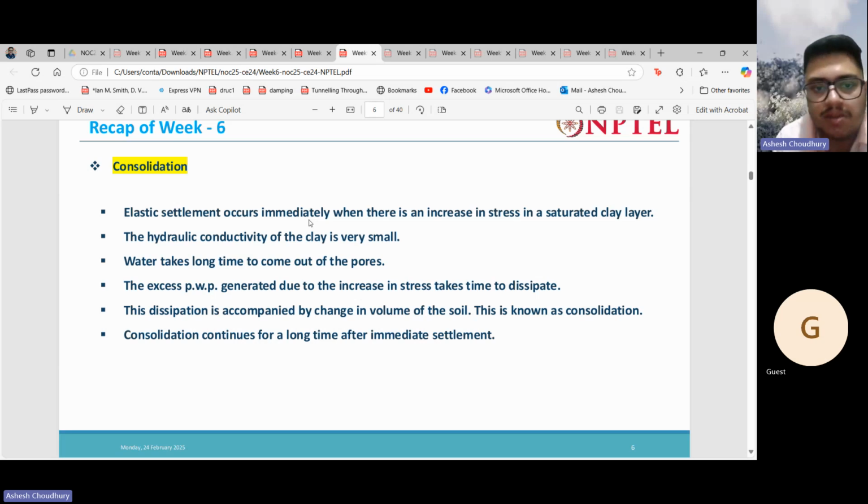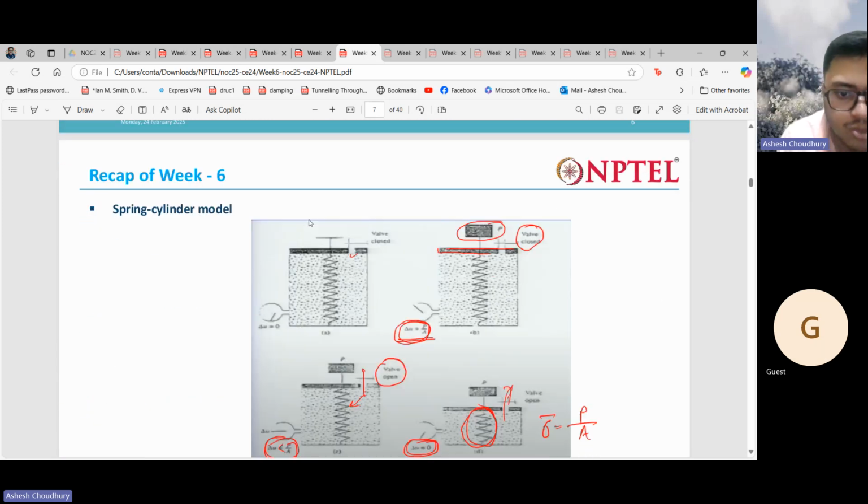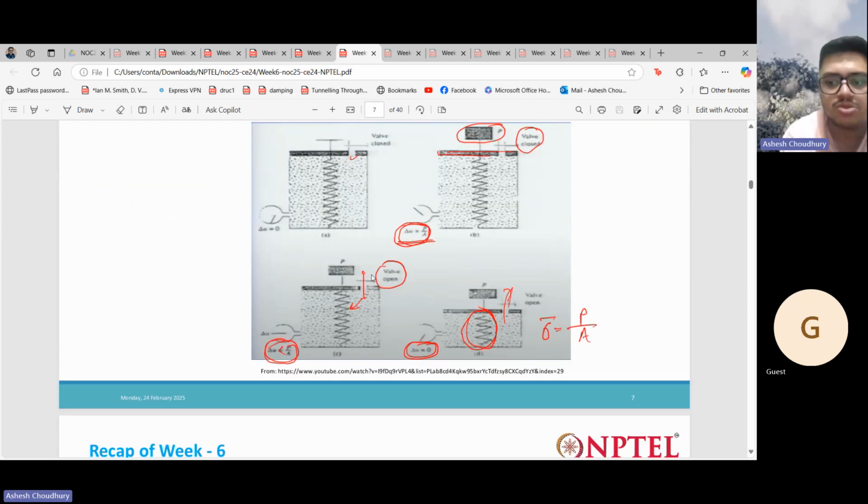The elastic settlement occurs immediately when there is an increase in stress in a saturated clay layer. The hydraulic conductivity of the clay is very small, so water takes a long time to come out of the pores. The excess pore water pressure generated due to the increased stress takes time to dissipate. This dissipation is accompanied by a change in volume of the soil, and this is known as consolidation. Consolidation continues for a long time after immediate settlement. We use a spring cylinder model to explain the consolidation process, so we are not doing it again.